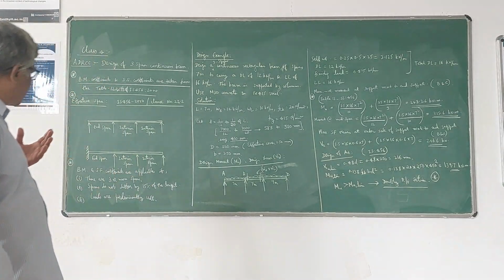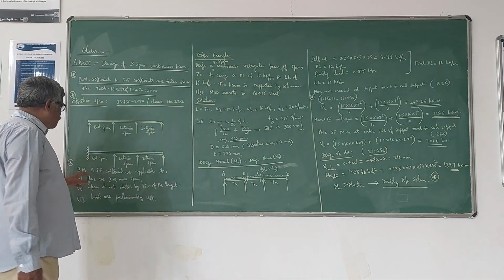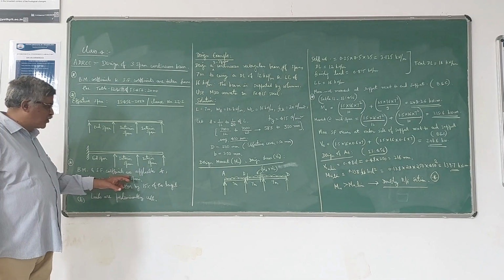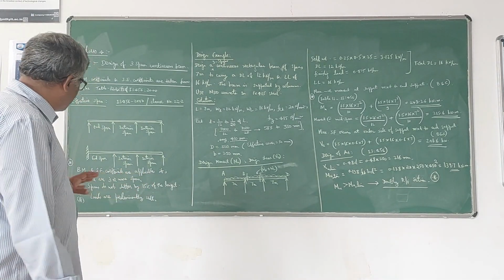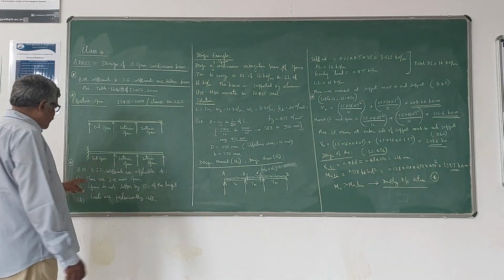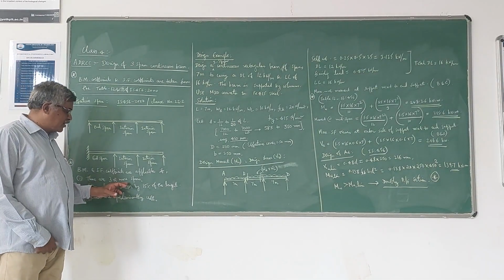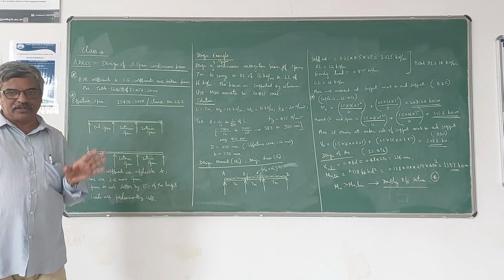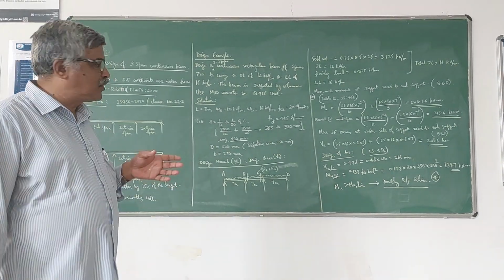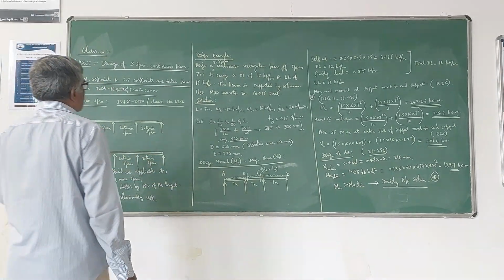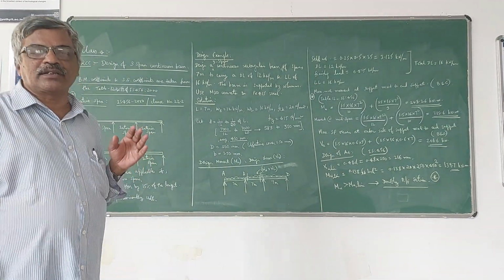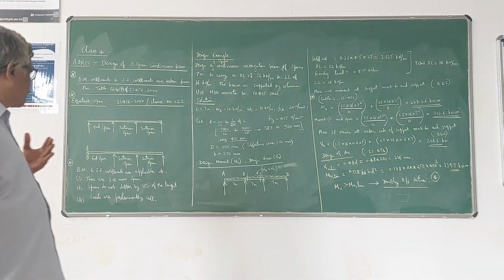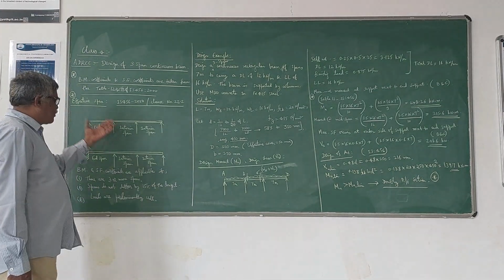But there are certain conditions. If you want to use those bending moment and shear force coefficients, three conditions should be satisfied for the beam. The first one is that there should be three or more than three spans. That is the first condition. That means you cannot apply these coefficients for a two-span continuous beam. Only if the number of spans is 3 or more than 3, you can use these bending moment coefficients.